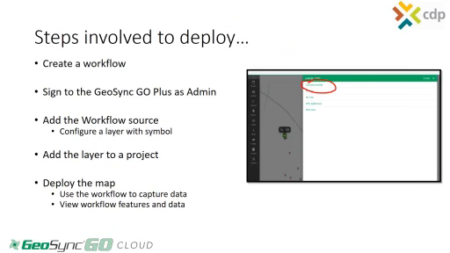The basic steps involved to deploy a workflow are, first, you have to create a workflow, and we're going to assume today that we've already done that. Then once the workflow is created, you'll sign into GeoSync GO Plus, and you have to be an administrator to set this up. Then we'll add a workflow source. We'll configure a layer from that source with a symbol. We'll add a layer to a project that we've set up, and once that project is saved, it's available for any of the users that have been set up for use of that project. So we deploy the map, and then we can use that in the field for data capture.